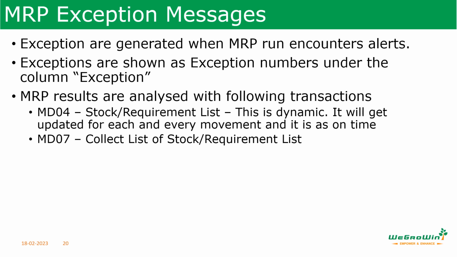Exception messages are generated whenever MRP encounters any alerts during the planning run. The system displays the exception messages for each relevant procurement element in the stock requirement list. Because whenever we run MRP, there may be an increase or decrease in demand, or there may be an order whose date is already an old date, or a material for which you placed an order but there is no requirement now. Like this, many things will be there. Accordingly, we may need to push some orders to postpone, pull some orders to prepone, or cancel some orders also. So there are many things we need to do.